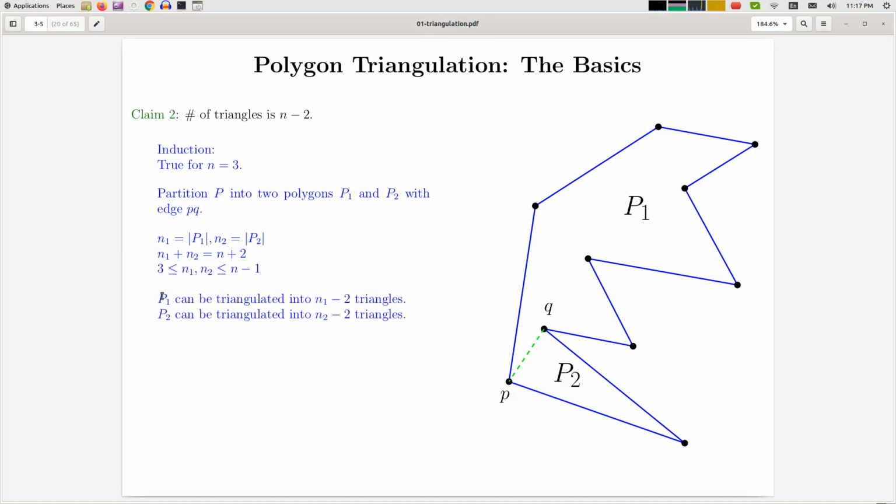So therefore, P1 can be triangulated into n1 minus 2 triangles. P2 can be triangulated into n2 minus 2 triangles. And then you add them up. So the total number of triangles is n1 minus 2 plus n2 minus 2. And since n1 plus n2 is n plus 2, one of those two cancels and I get n minus 2. And that essentially is the proof that the number of triangles in any triangulation is the same.